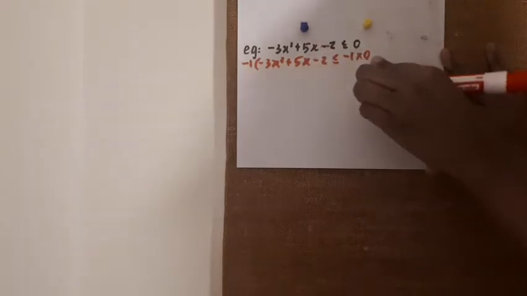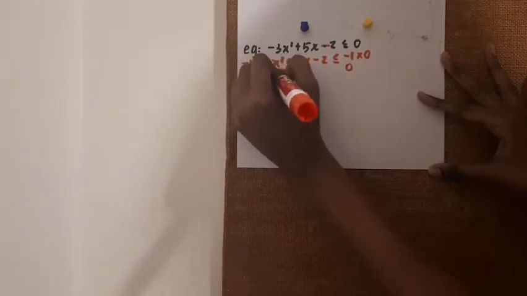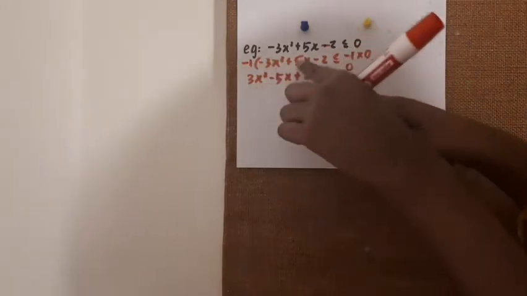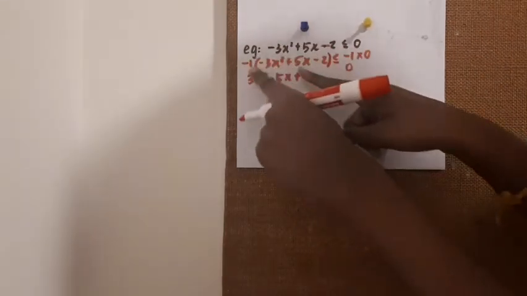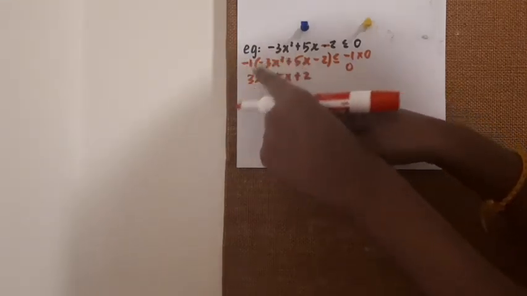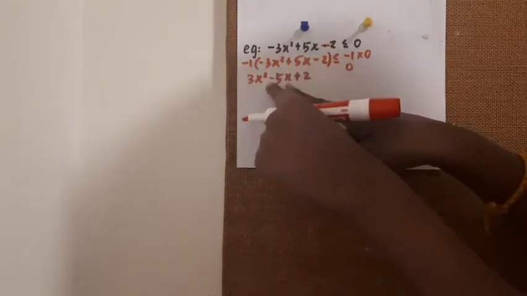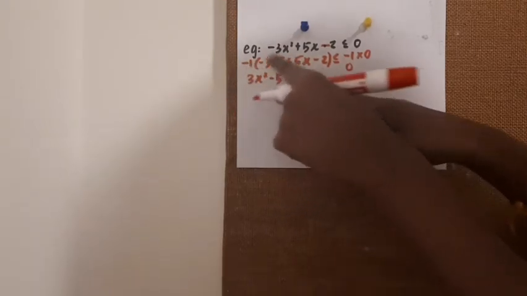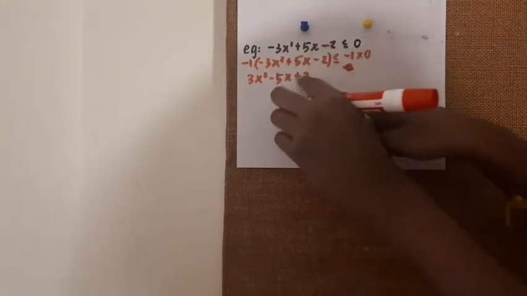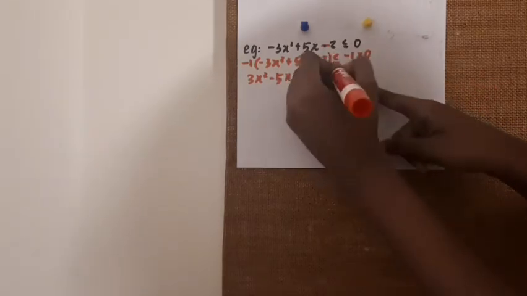So negative 1 times 0 is again 0, and this whole thing will become positive. If you don't understand the step, if you open up the bracket, negative 1 times negative 3x squared is going to be 3x squared. Negative 1 times 5x is going to be negative 5x. Negative 1 times negative 2 is going to be positive 2. And this part, negative 1 times 0, is simply 0.